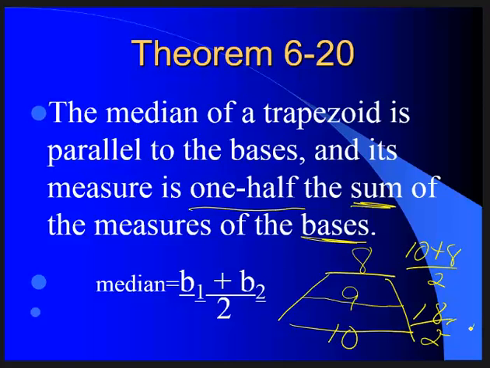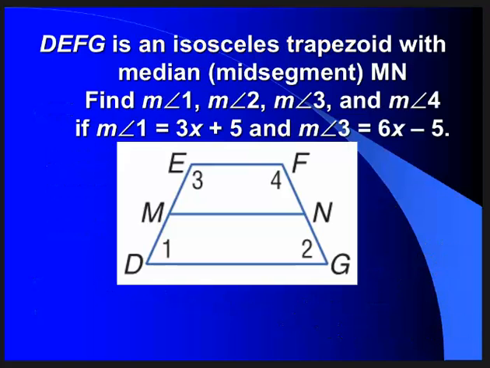And you get 9. Either way works. Okay, it's the average, it's the midway. Okay, so let's do this. We know that DEFG is an isosceles trapezoid with the median or mid-segment MN. So that already tells us that these segments are congruent to each other.